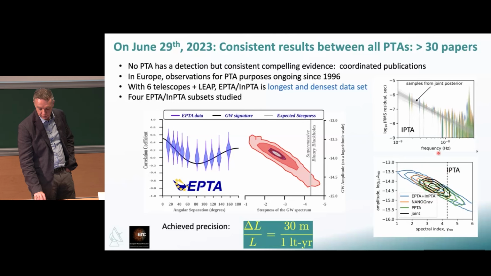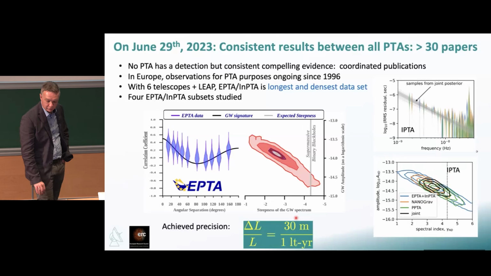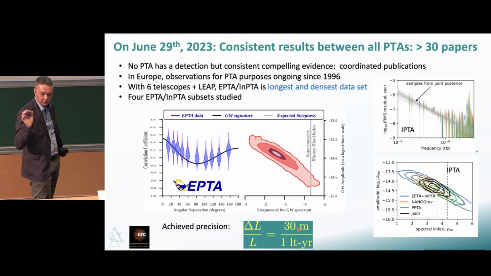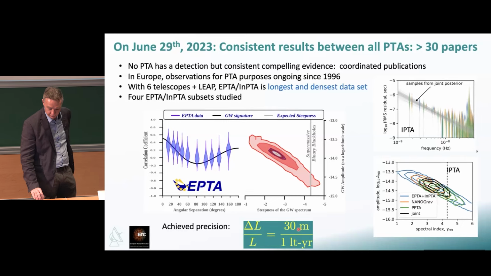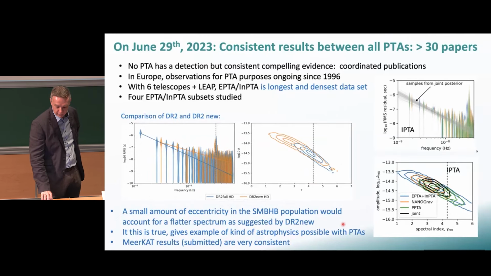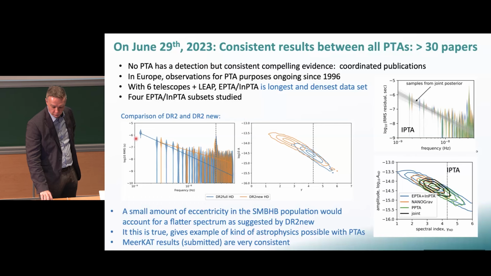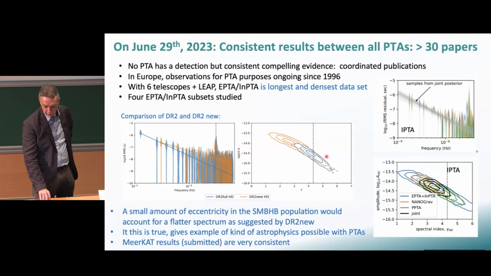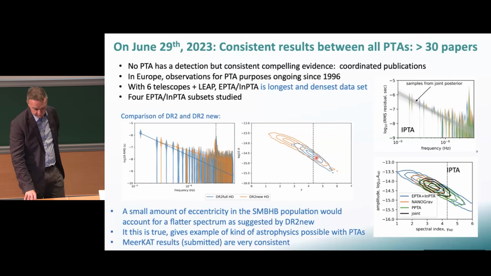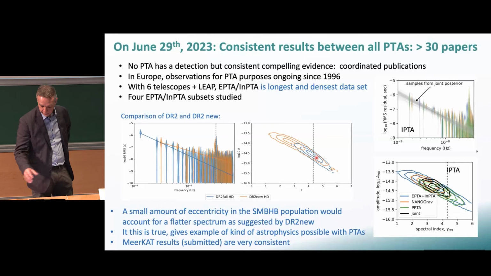All the pulsar timing array experiments measure the same thing. And the level of the amplitude is about the order of 10 to the minus 15, which means we have a precision of 30 meters of space-time variation over 1 light year. That's the precision we're achieving at the moment. The European Pulsar Timing Array actually uses 6 telescopes. We're collaborating with our Indian colleagues, and we have the longest data set. This is uniquely available for the European data. And if you take that data into account, the spectral index is actually spot on where you would expect it. The MeerKAT results have been submitted, and they're very consistent with all the other arrays.